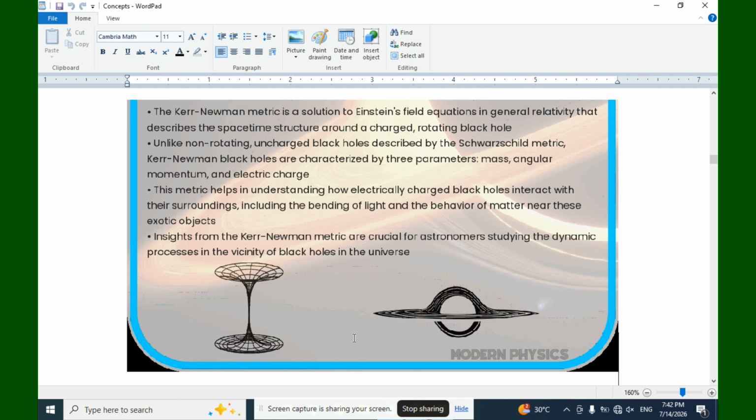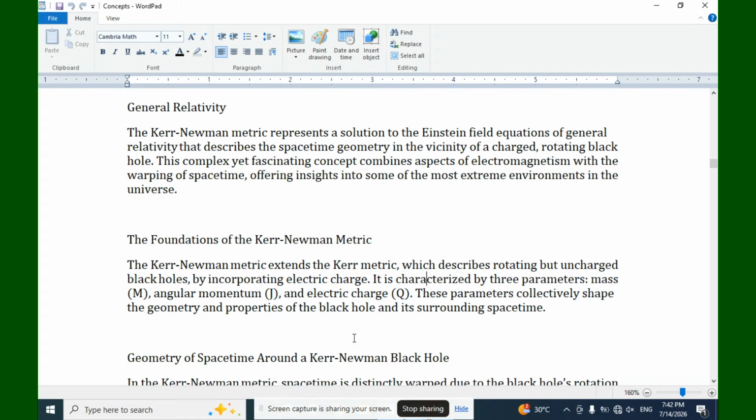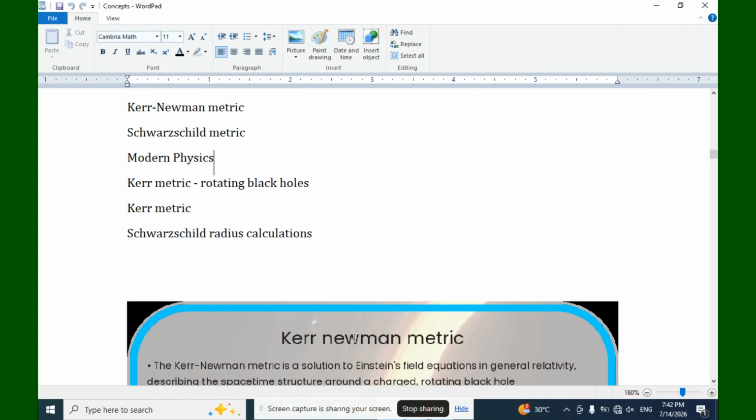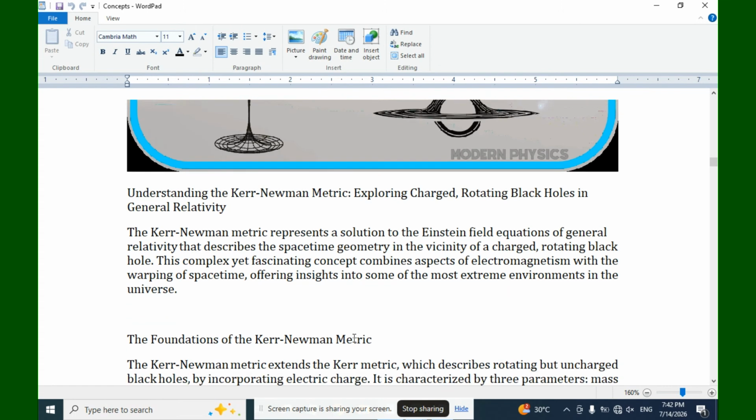Insights from the Kerr-Newman metric are crucial for astronomers studying the dynamic processes in the vicinity of black holes in the universe. Understanding the Kerr-Newman metric: exploring charged rotating black holes in general relativity.